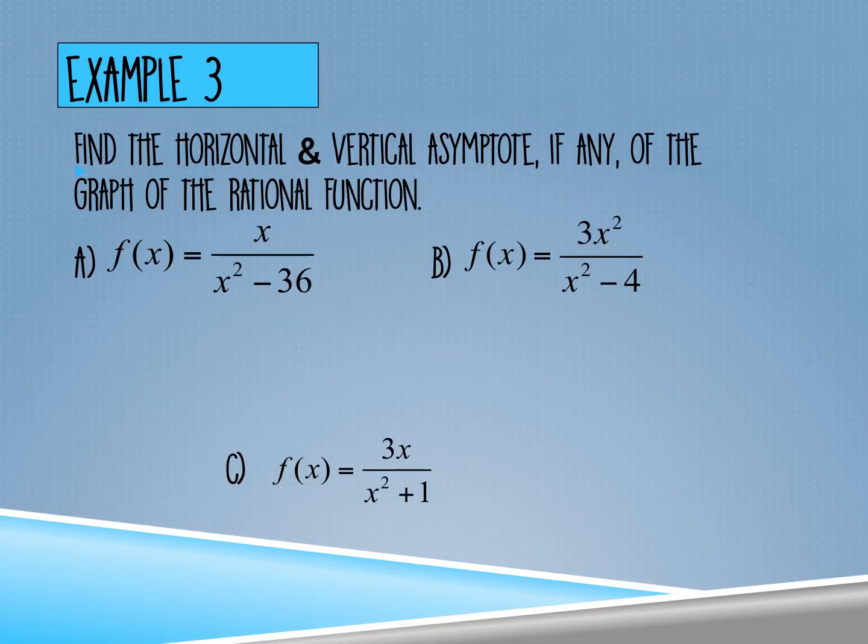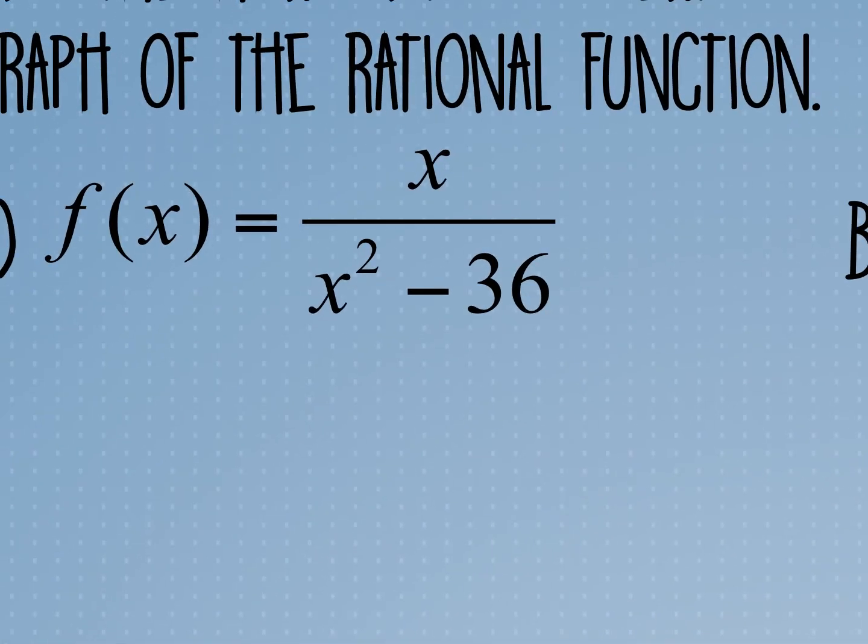Directions here say find the horizontal and the vertical asymptote, if any, of the graph of the rational function. So we're still not graphing yet. We are just finding vertical and horizontal. So I start vertical. Vertical is from your denominator, okay? Vertical comes from setting your denominator equal to 0.